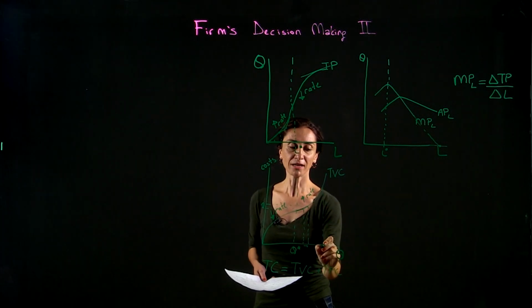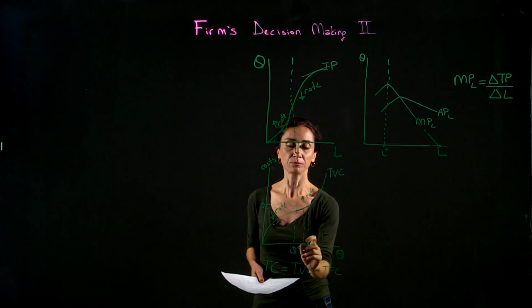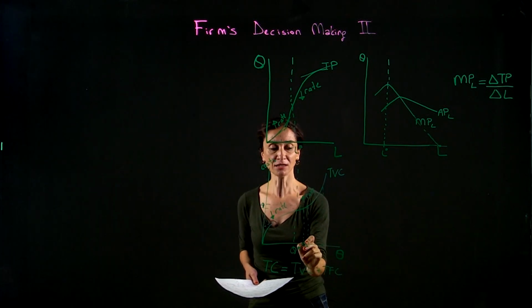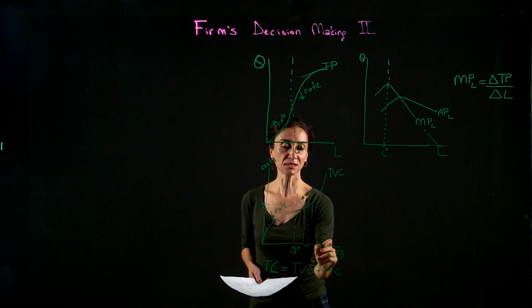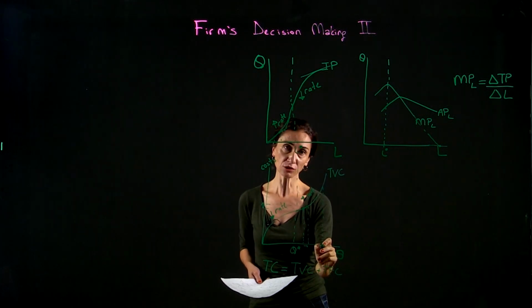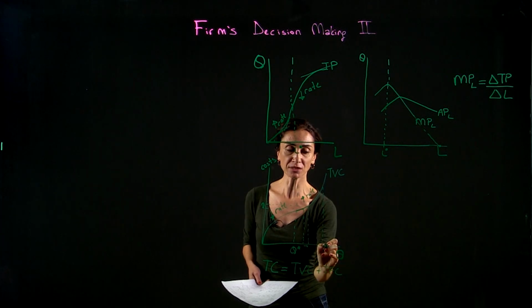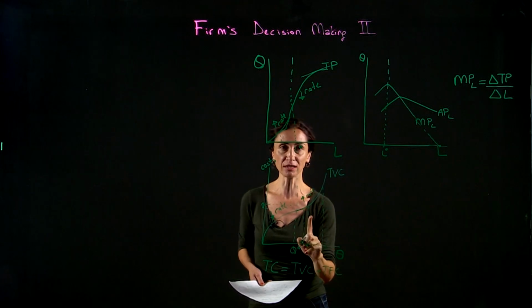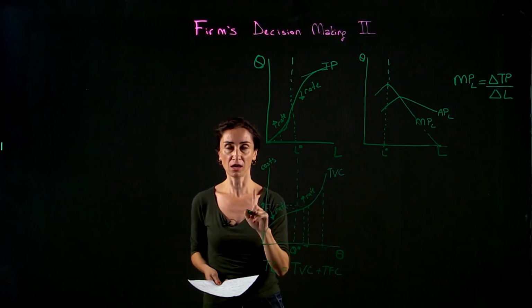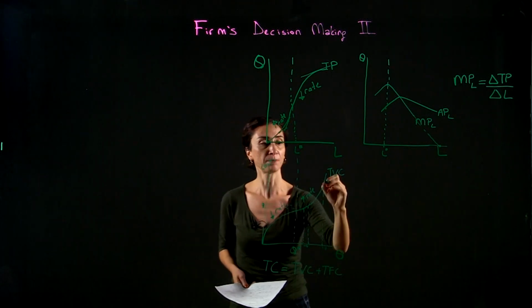Let's say I have an amount of quantity here. For instance, this can be 10 to 11. This can be from 20 to 21. I want to keep this vertical distance the same. I'm increasing quantity only by 1 additional unit, right?